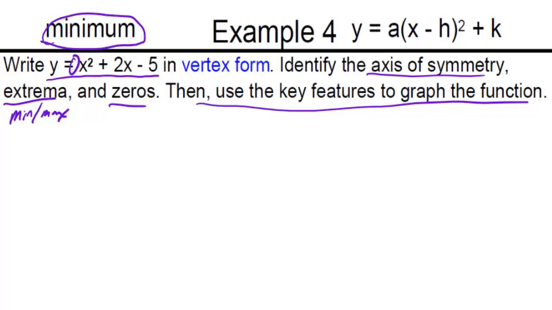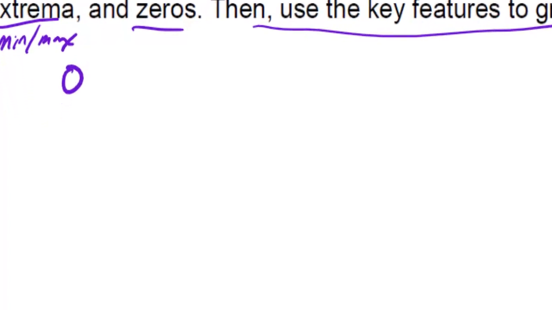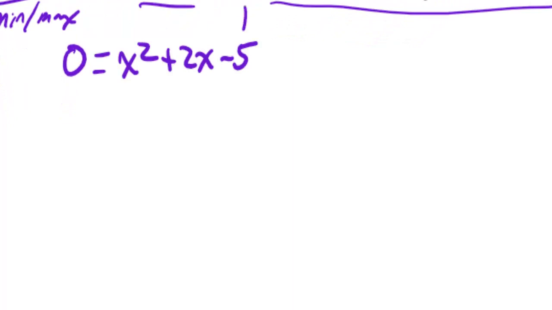Now you can see over here on the right hand side I have vertex form, a times x minus h squared plus k. And if you look at this middle section right here, that looks a lot like a completed square problem. And that's exactly what we're going to do, use completing the square to put it in vertex form. The first thing I'm going to do is replace the y with 0. And then I want to get rid of the constant term, the negative 5. Put the 5 on the other side, so I'm going to add 5 to both sides. And now I can complete the square.